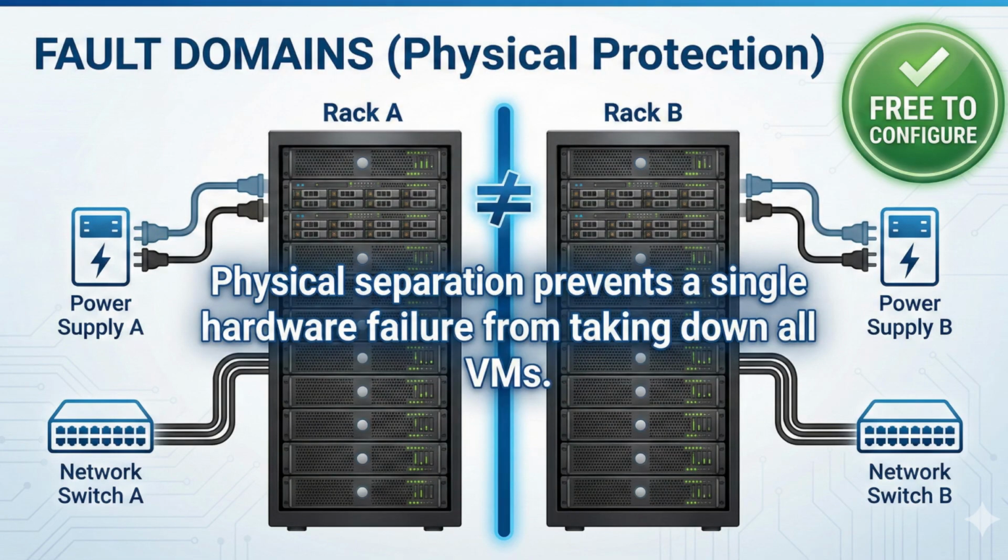Second is the fault domain. This protects you from physical disasters. Azure splits your VMs across up to 3 fault domains, meaning they are physically separated by power source and network switch. If one rack loses power, your other VMs in different domains keep running. And the best part, availability sets cost zero extra dollars to configure.